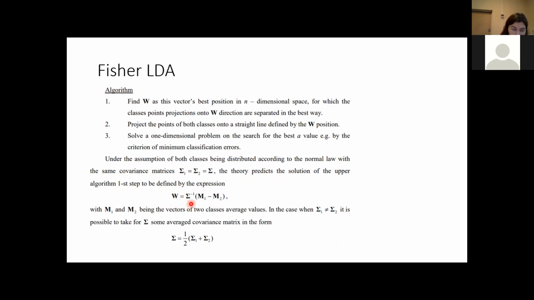The weight vector should be the inverse covariance matrix multiplied by M1 minus M2. What is it? Capital M1 and capital M2 are the vectors of the two classes' average values projected to this vector. In the case when the covariance matrices of the two classes are not equal, it's better to take the average matrix of the classes as the covariance matrix.